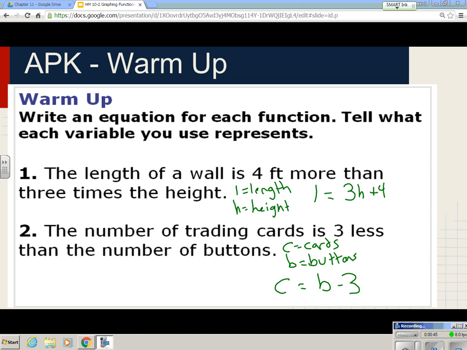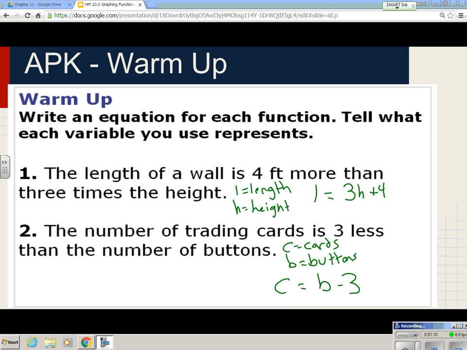So here are the answers that I came up with. For number one, I made L length and H height. And L equaled 3 times the height, so 3H, plus 4. For number two, I did C for cards and B for buttons. The number of trading cards is 3 less than the number of buttons. So C equals the amount of buttons minus 3.